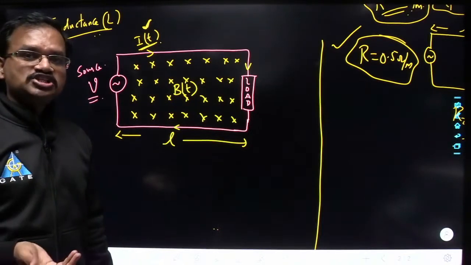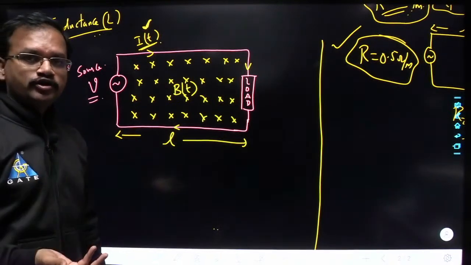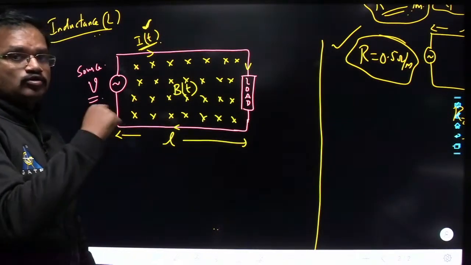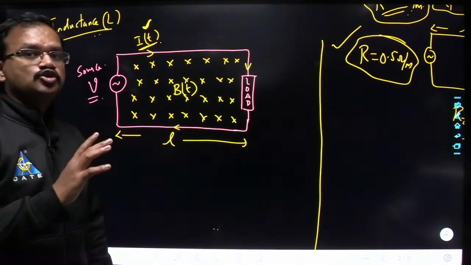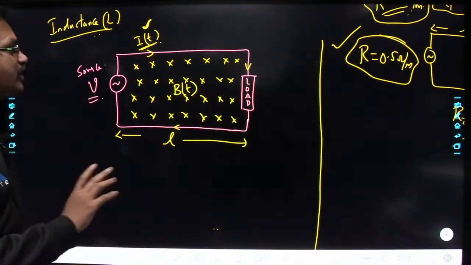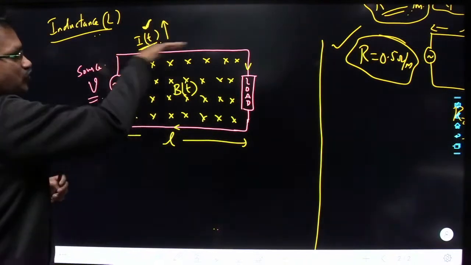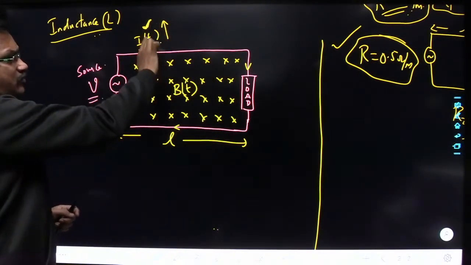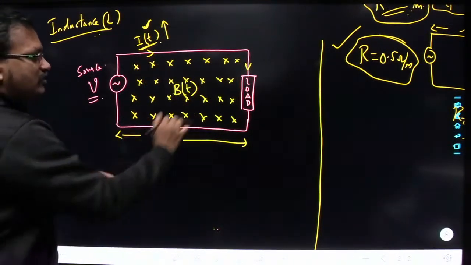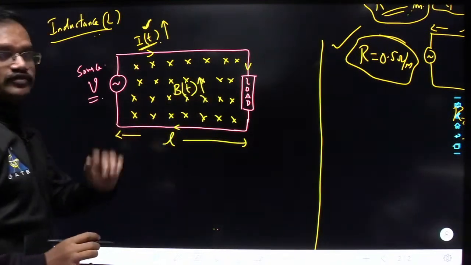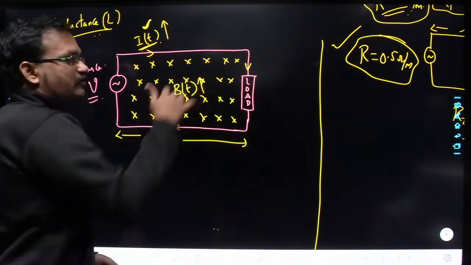So whenever there is a change in magnetic flux, we know from Faraday's law that it is going to induce an EMF around this closed loop, and that EMF is going to produce an induced current. Now here let us assume I of t is increasing. Let us assume the current flowing through the circuit is increasing with respect to time. Then the B field penetrating through this loop will also increase with respect to time. So the magnetic flux penetrating through this loop is increasing with respect to time.